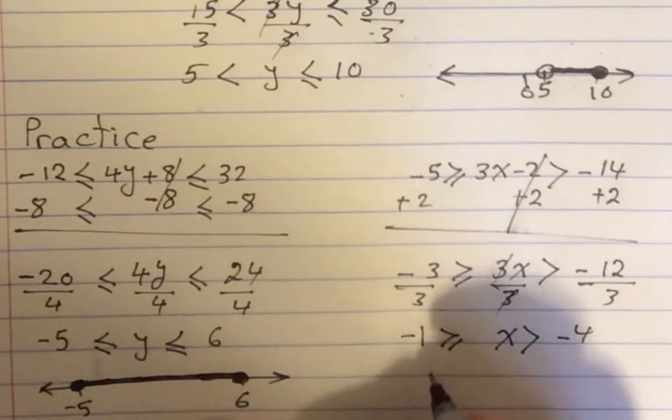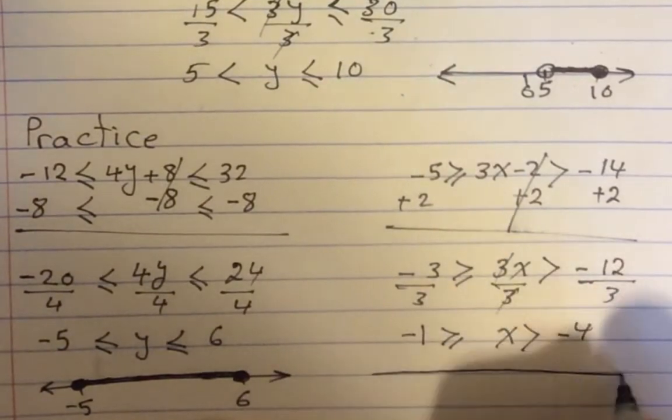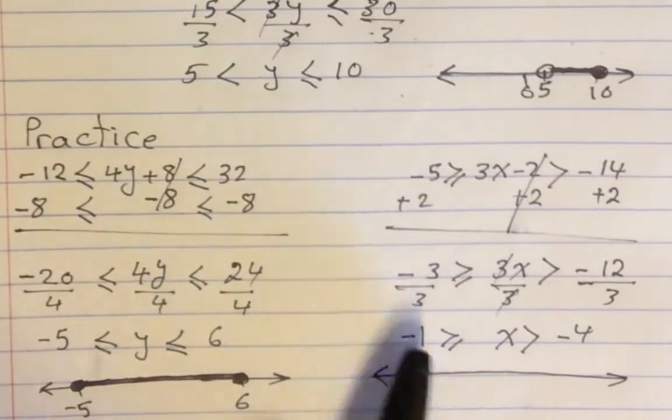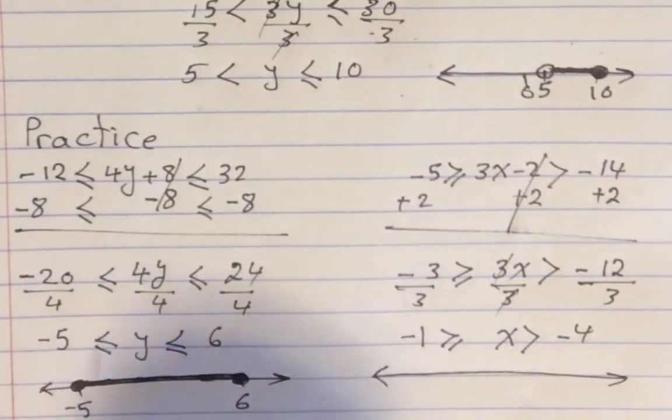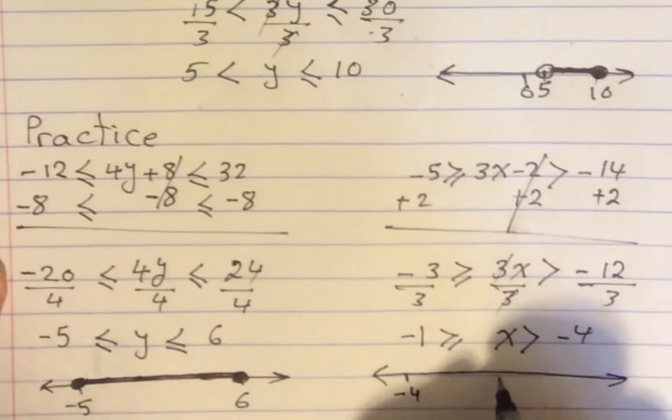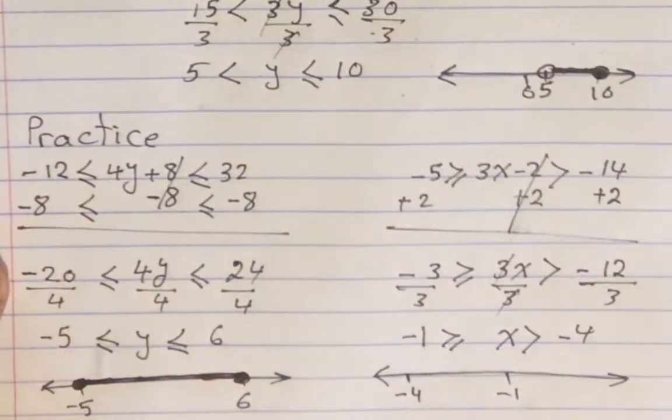Now we want to graph the solution. You draw a number line. Which number do you think is going to be on the left? The negative 1 or the negative 4? The negative 4, that's right, because negative 4 is smaller. We go 0, negative 1, negative 2, negative 3, and so on.